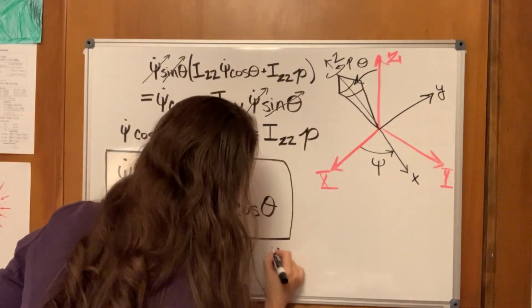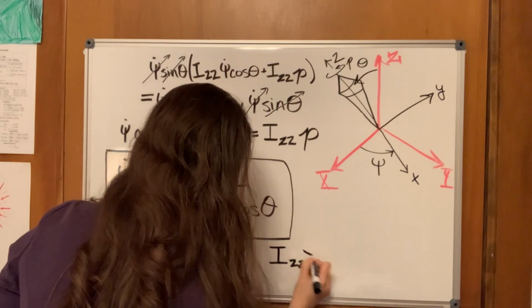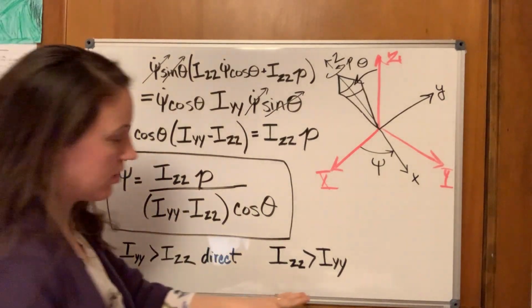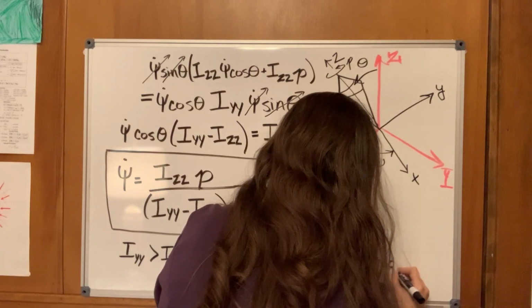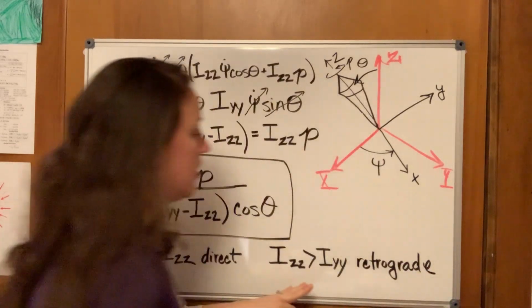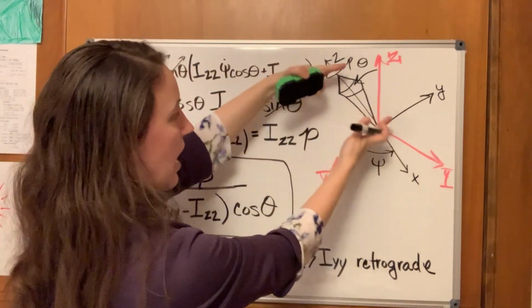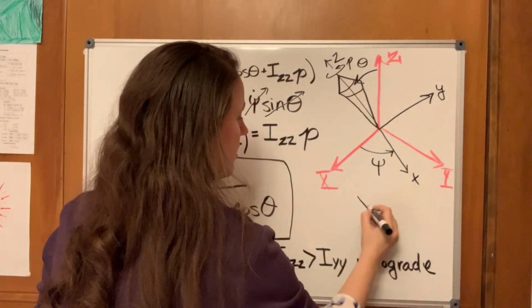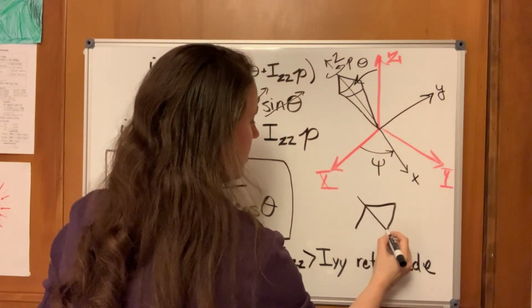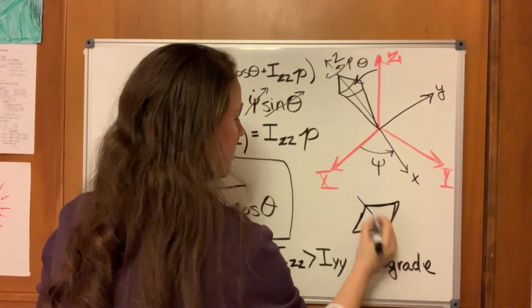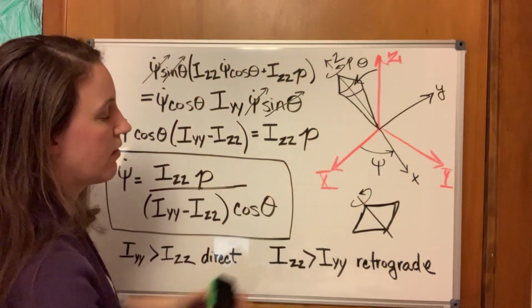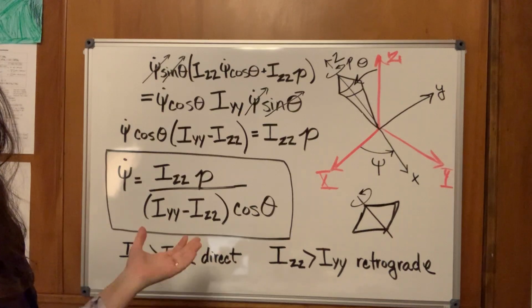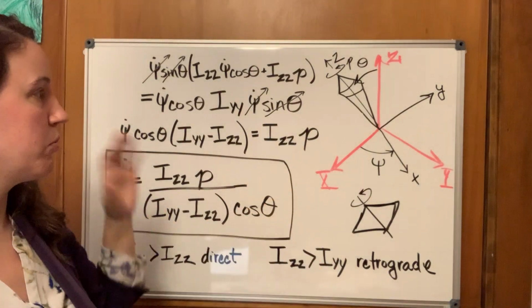And we can also say that if Izz is greater than Iyy, then this is called retrograde. This is going to be the case if you have kind of a short fat top. Not how I've drawn here, like maybe if it was something like this where it's rotating like that. And now it's not very big. All right, and then of course, if these two are equal, then you can't really have precession. It's like if you had a sphere or something, it wouldn't have the same behavior.